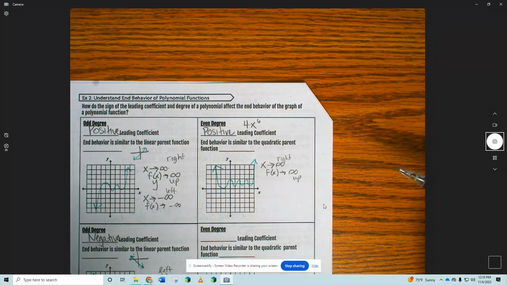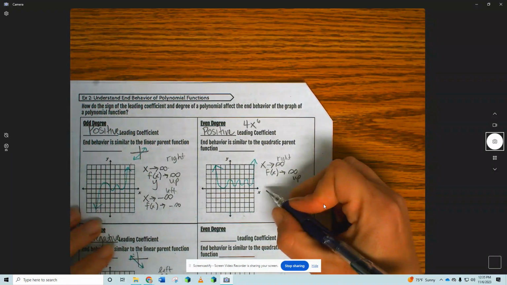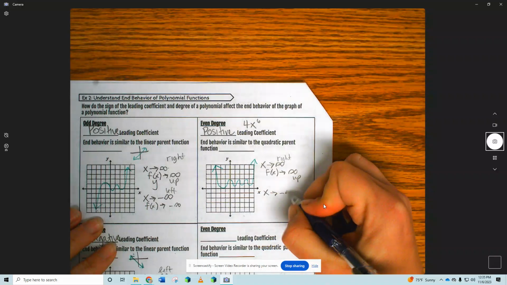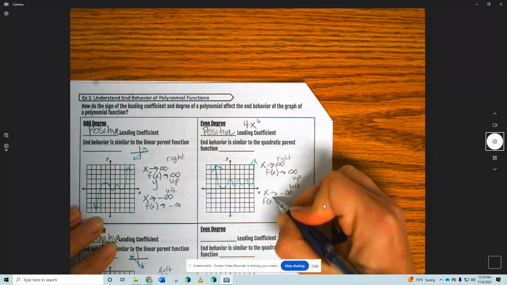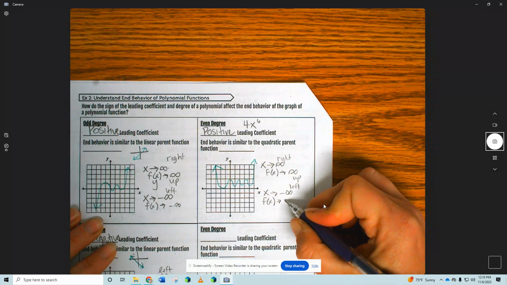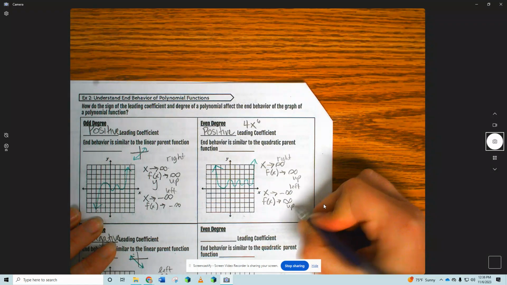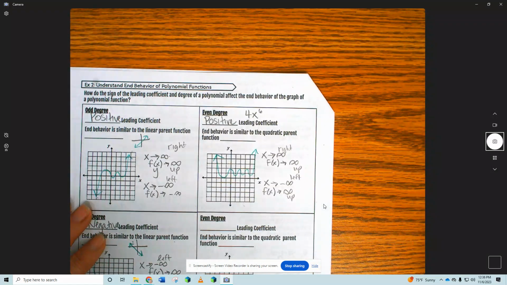So I have to look at every arrow. There's two of them. Two arrows. Two end behaviors. As x goes to the left, which is called negative infinity, y goes up, positive infinity. Okay?